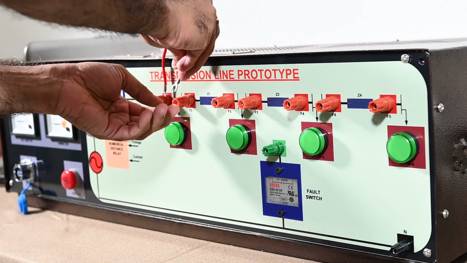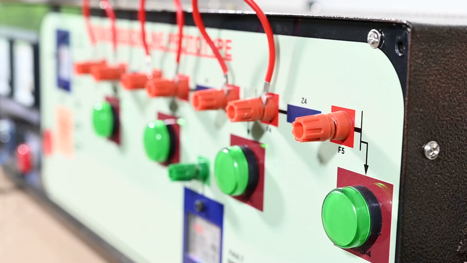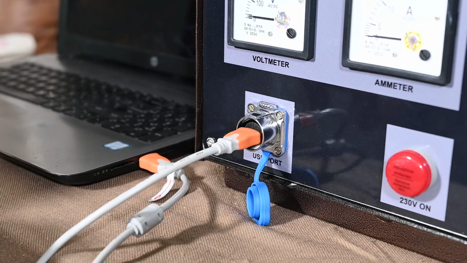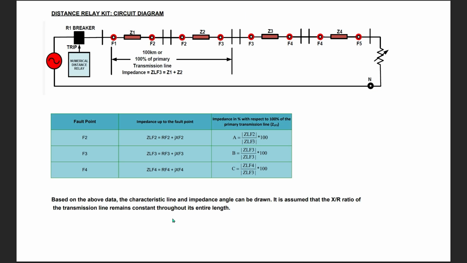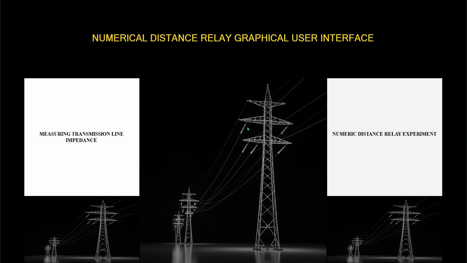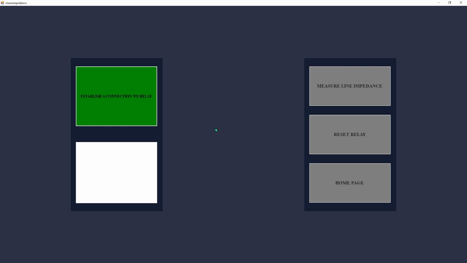So now it is time to familiarize ourselves with the relay kit, and after that the software is introduced to explain how the kit is used to find the fault impedance at F2, F3 and F4. On opening, two modules are available here. To measure the fault impedance, please click on the measure transmission line impedance icon as visible here. This is the window for this experiment.